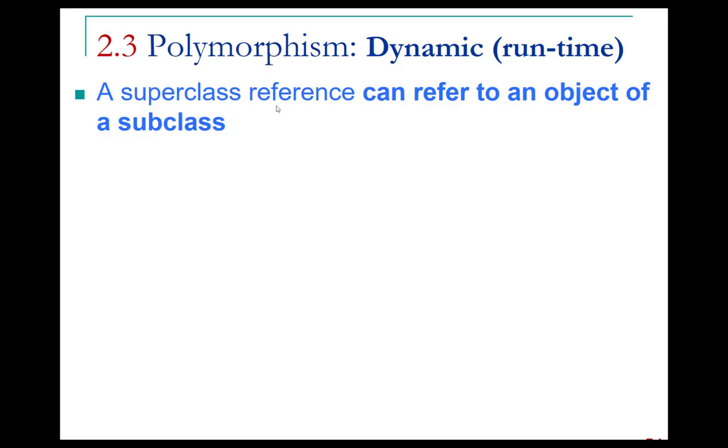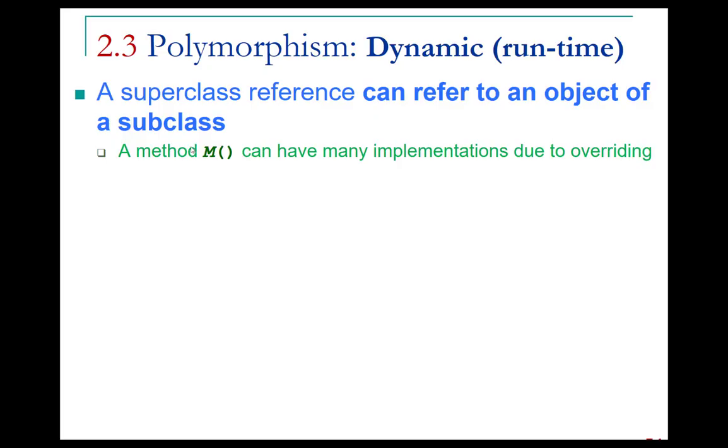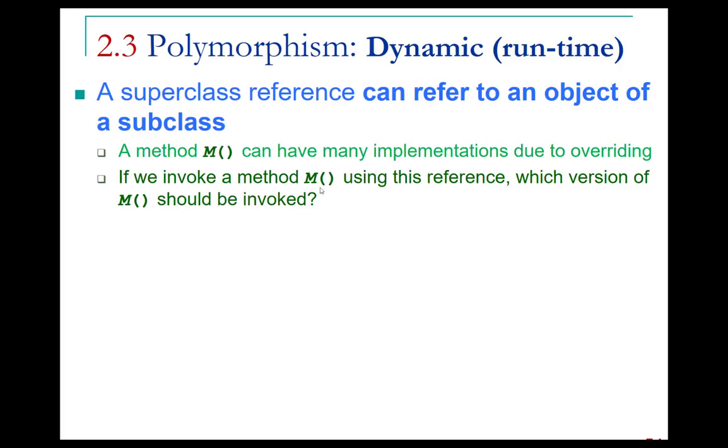Recall a superclass reference: a variable name can actually refer to an object of the superclass as well as an object of a subclass. Also, a method M can have many implementations due to overriding. M could be implemented in the superclass as well as in the subclass. When we invoke a method M using a particular variable name, which version of M should be invoked?